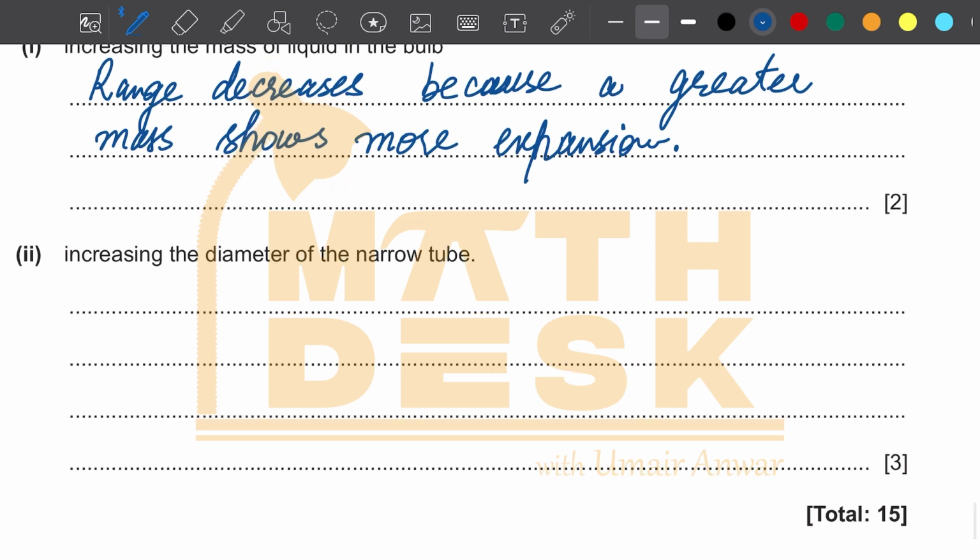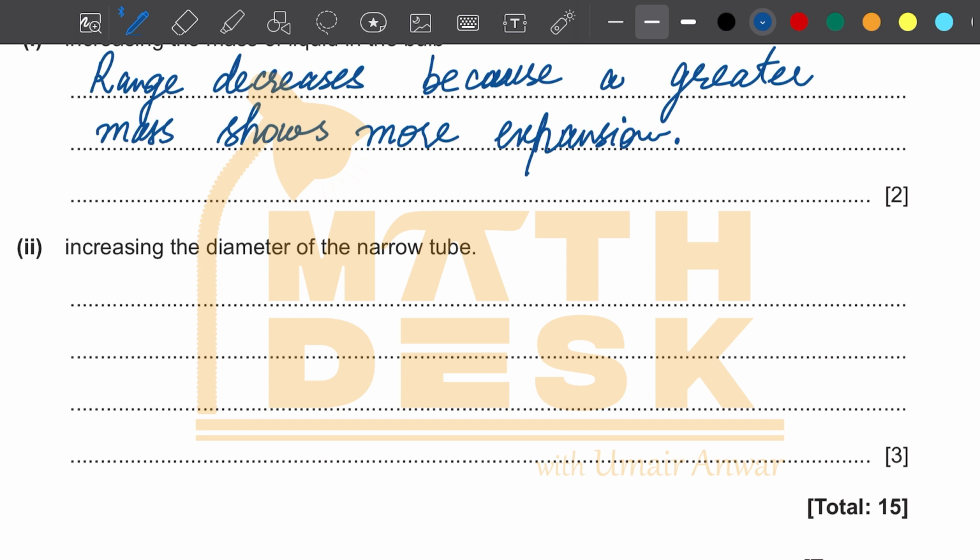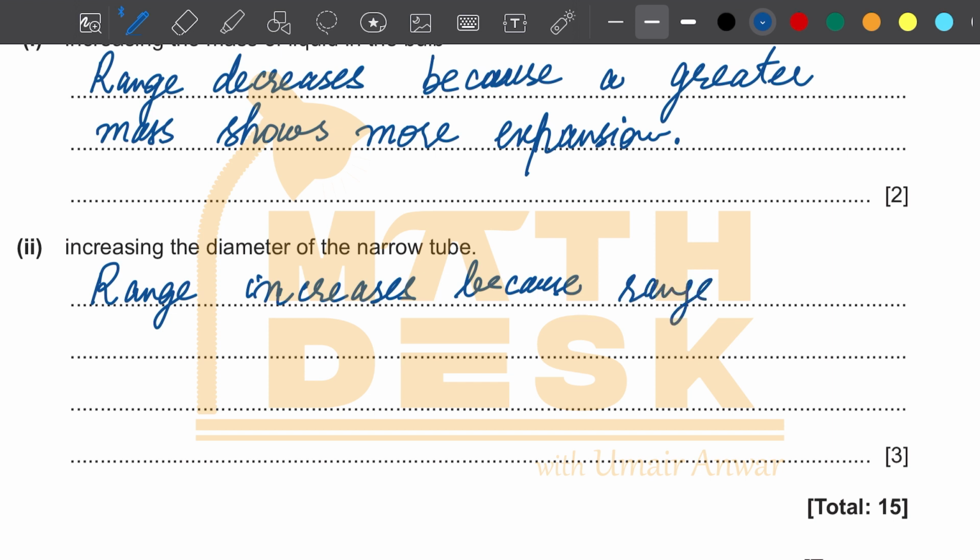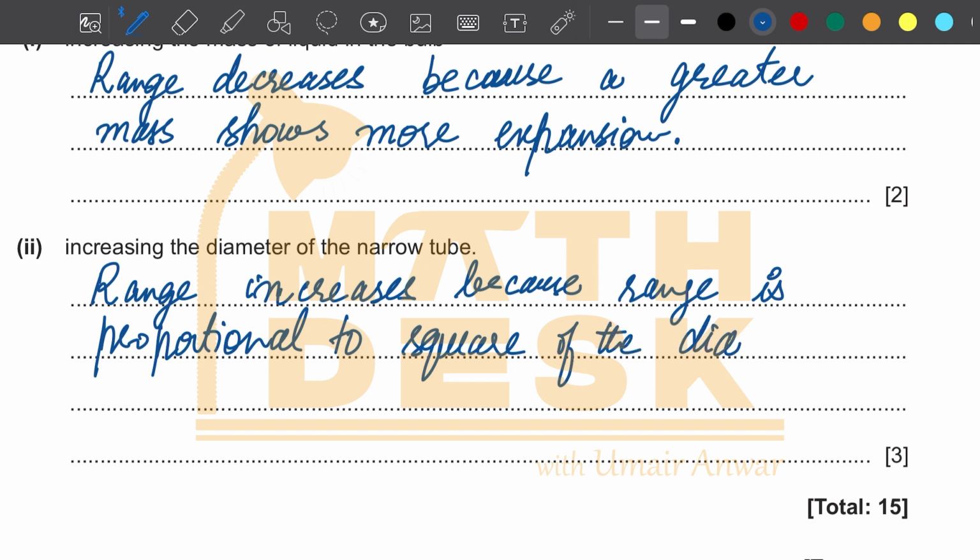Increasing the diameter of the narrow tube. So when we increase the diameter of the narrow tube, the range increases because a range is proportional to square of the diameter.